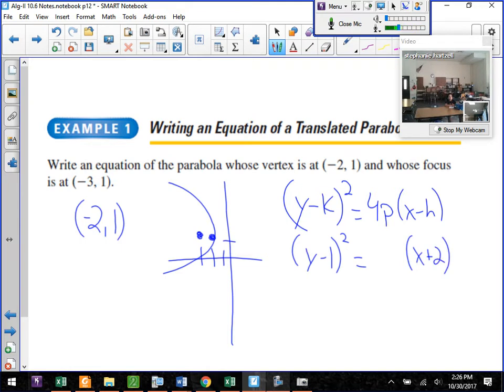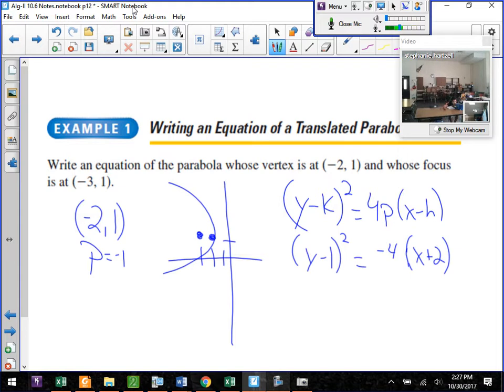Let's figure out what p is. P is the distance between what two points? Vertex and focus. In this case, that distance is 1, but it's opening to the left, which makes it a -1. So your p-value here is -1, so your answer is... Sorry, yes, it's -4. Sorry about that. There's your equation.